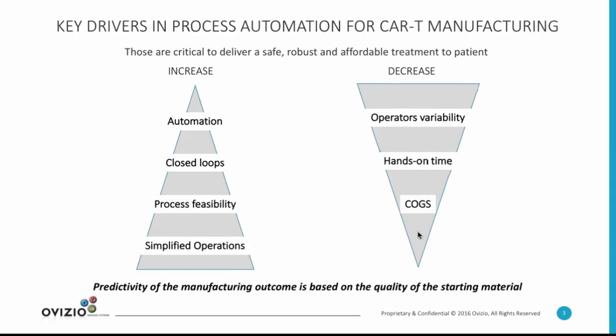On the other hand, we also would like to decrease the operator's variability, the hands-on time, and the cost of goods sold, so the basic cost to manufacture our CAR T product. So the predictivity of the manufacturing outcome basically is based on the quality of the starting materials.